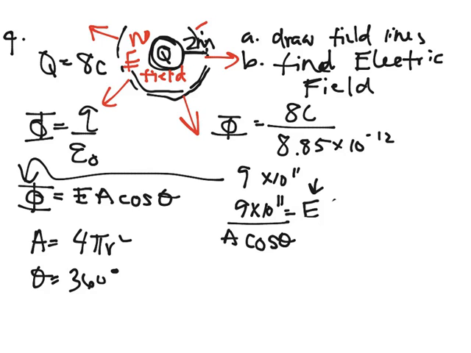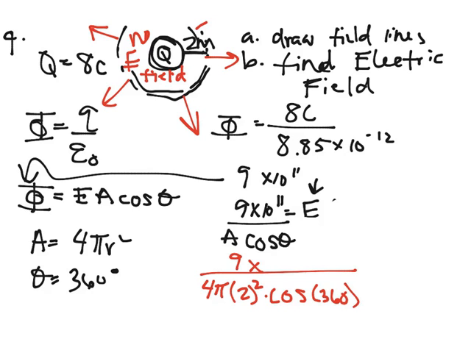And then you can plug in. Your A is going to be your 4 pi, your radius is 2, so 2 squared, times your cosine of 360, over 9 times 10 to the 11th. Alright, this would end up being 16 pi. Cosine of 360 is just 1, so again, we don't really care. So it becomes 9 times 10 to the 11th divided by 16 pi. And it's going to give you 1.798. If you round it, you will get 1.8 times 10 to the negative 10th.